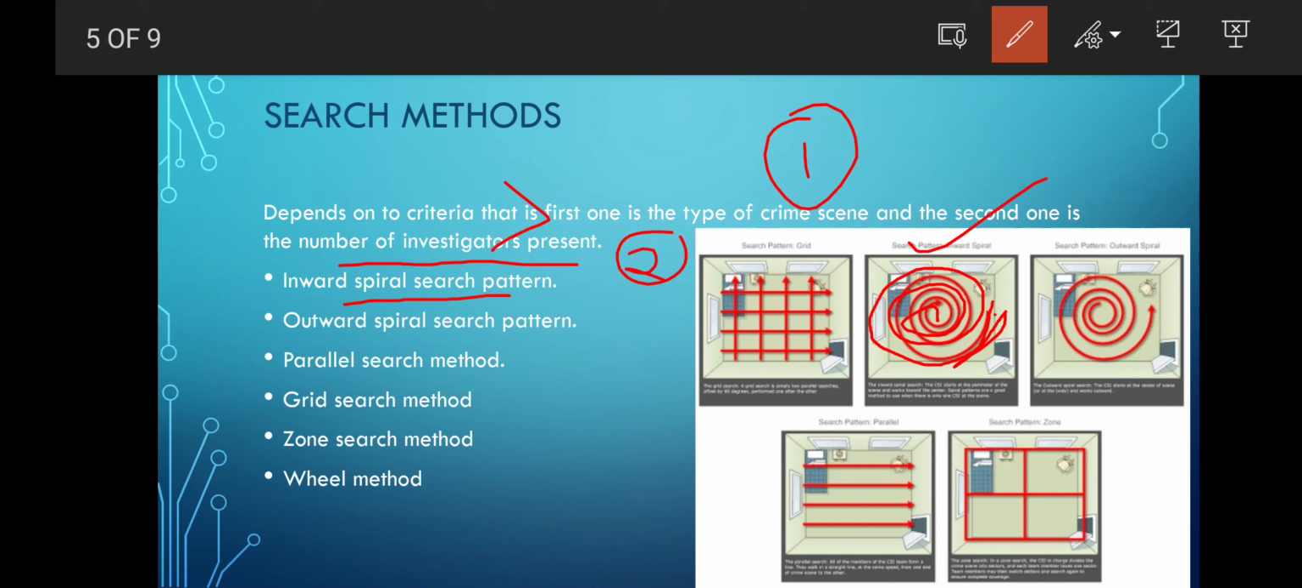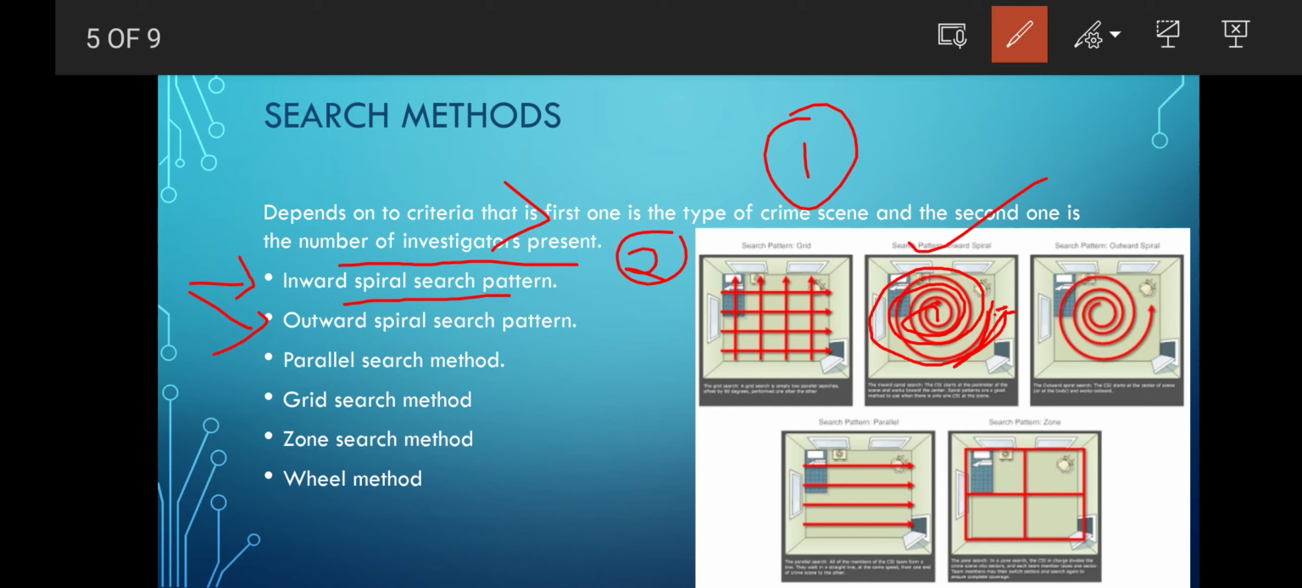That it is moving from the perimeter, meaning the edge, or we can say the entry point, is starting and ending it in the center. The spiral pattern is a good method to use when there is only one investigating officer. So when we use this spiral method, it is divided into two, inward and outward.